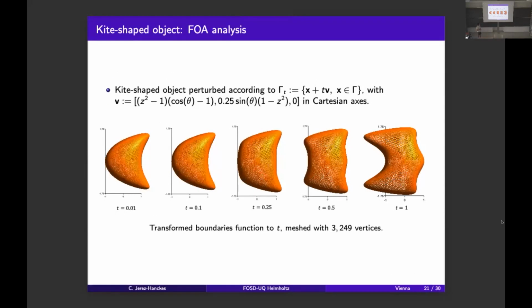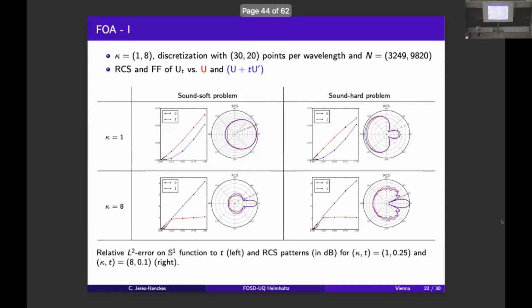Okay, so here we start with this kite-shaped object perturbed according to this perturbation. So the V is given in this way. You have this kite shape in Cartesian coordinates, and then you have this mesh, and for different T's you see how things get deformed. Of course, this is a big deformation, T equals 1. This is really something different. At T 0.5 it already looks different, 0.25, 1. And you will see that there is a dependence on kappa.